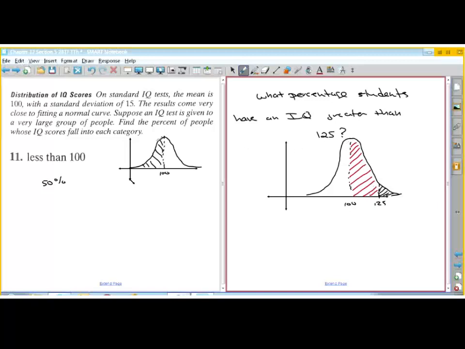We know from this kind of reasoning that if we take the whole upper half or the whole lower half, that's going to be 50%. So we're going to take 50%, which is everything. We're going to subtract the red, and that'll leave us what's left over, the little black part. So what you would do is find the z-score associated with 125. The z-score is the x value minus the mean, divided by the standard deviation. In this case, our x value is 125, our mean is 100, and we divide by the standard deviation of 15. So let me get my calculator out and see what that is.